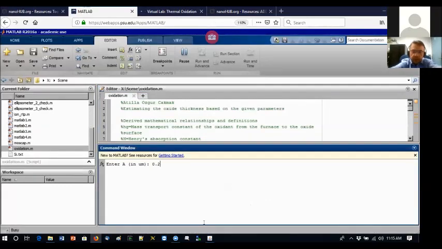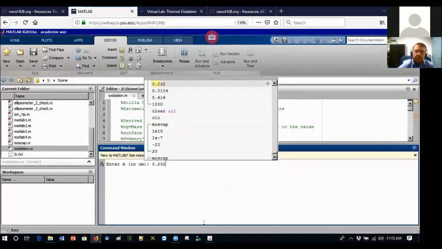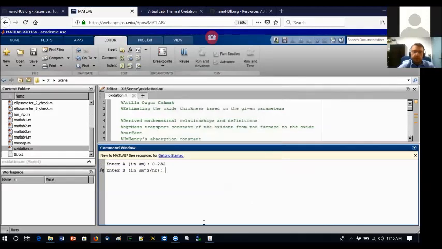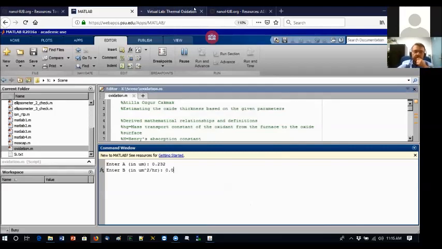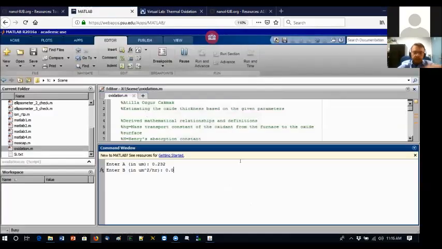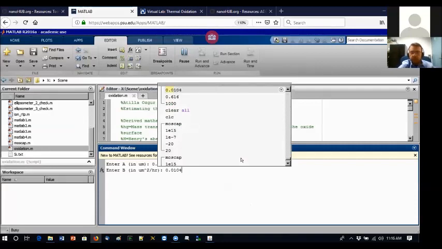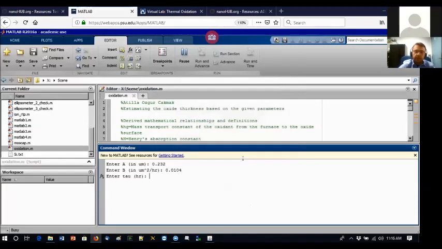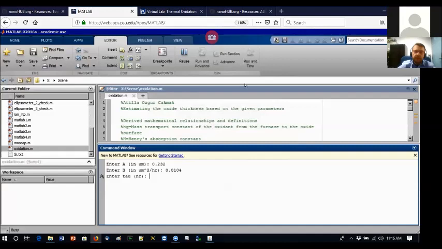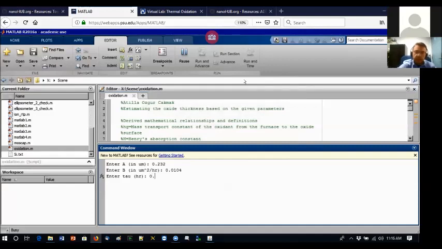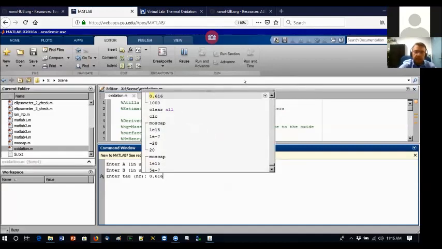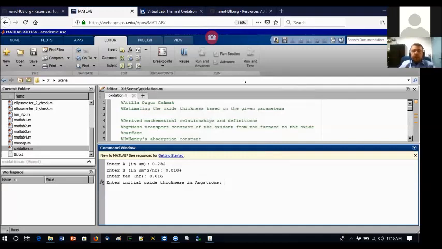I use the same, so it will be in the memory of MATLAB. The first one is 0.232. The second parameter I will enter is 0.01, so if I look at the memory again, 0.0104, and the last is 0.6, I believe. Yes. Okay. I hope you're with me at this point.